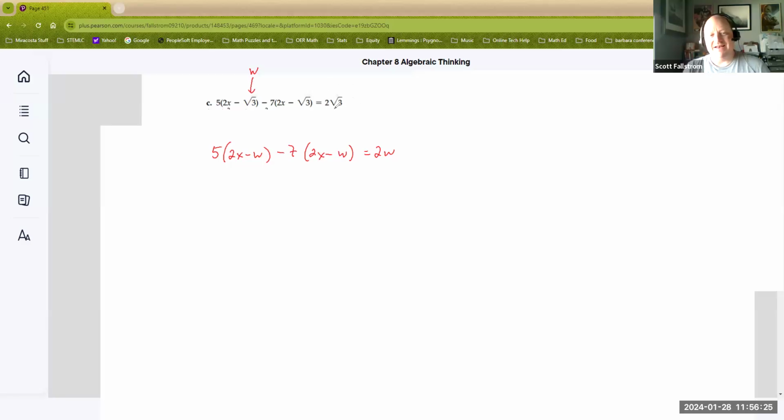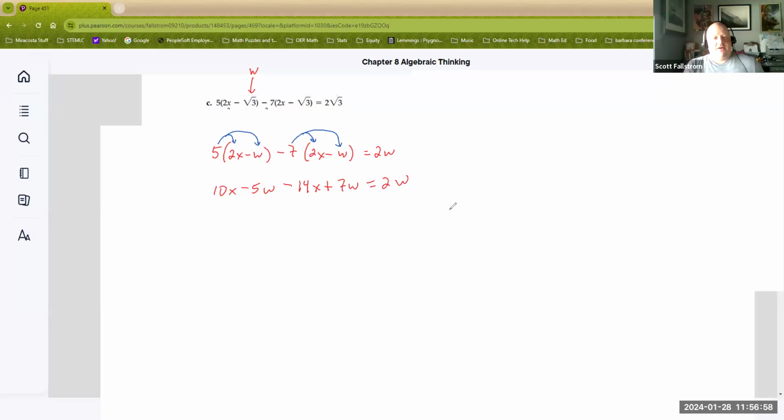Again, it's just a number. It's a number that is irrational. That's why we don't write it as a decimal number, because we want to preserve the exact value. But now we can use the distributive property. Distributive property says go ahead and distribute multiplication across addition or subtraction. And let's see what we end up with. So hopefully you get 10x minus 5w minus 14x plus 7w, and that's going to equal 2w.